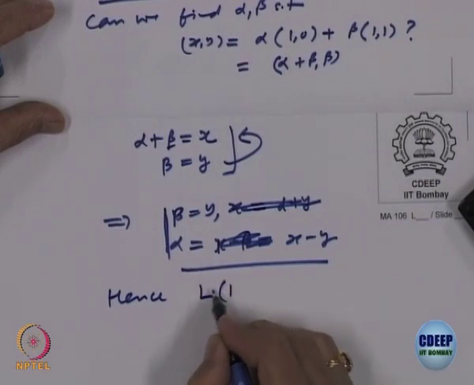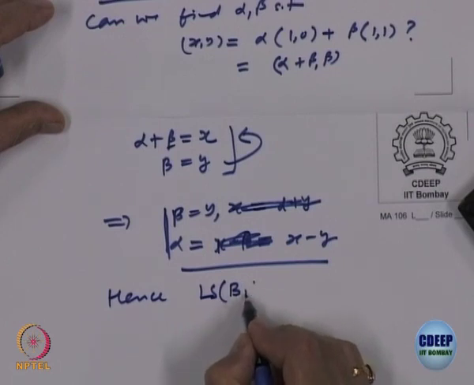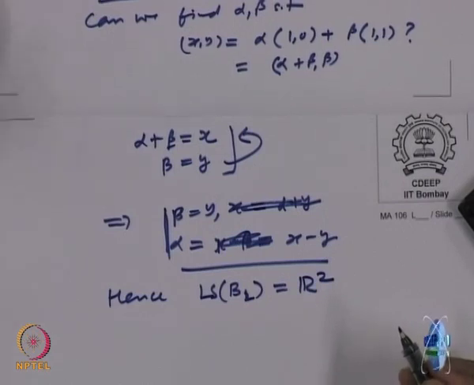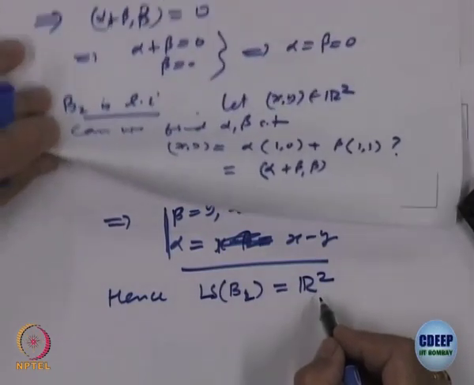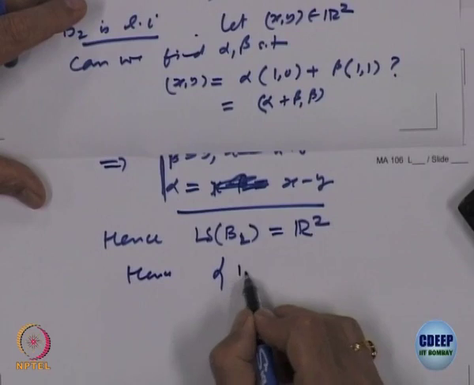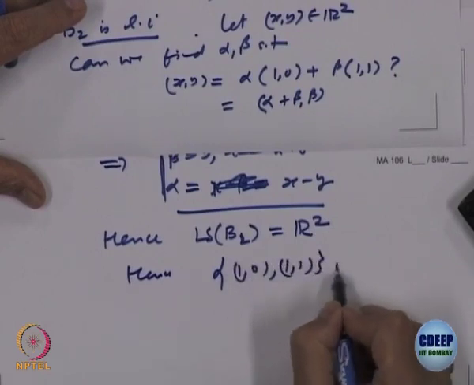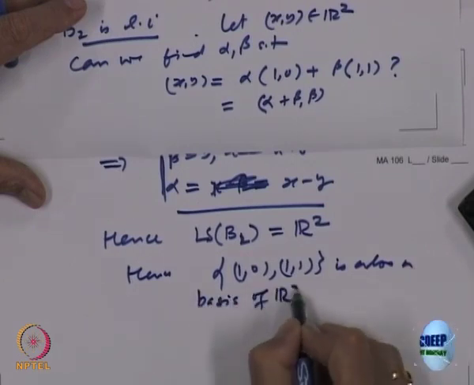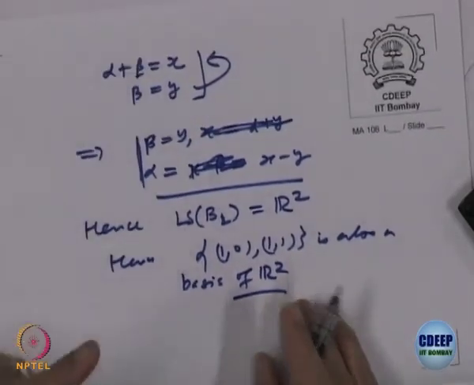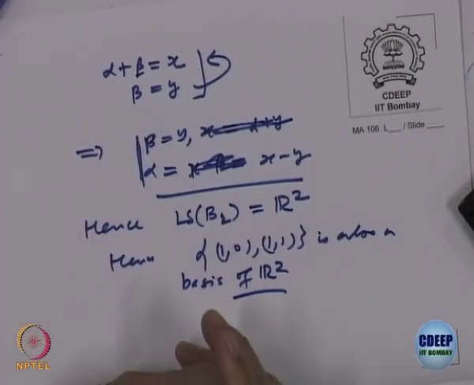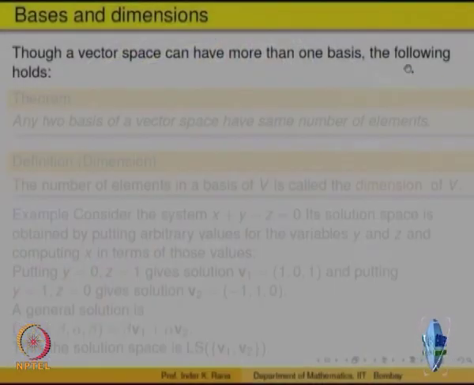Hence the linear span of B1, B2 we called it, is also equal to R2, right. So we have verified both the things, linear span is equal to R2 and it is linearly independent, so hence the set (1, 0), (1, 1) is also a basis of R2, right. So, given a vector space, there could be more than one basis possible. So, that is what the remark says, a vector space can have more than one basis.